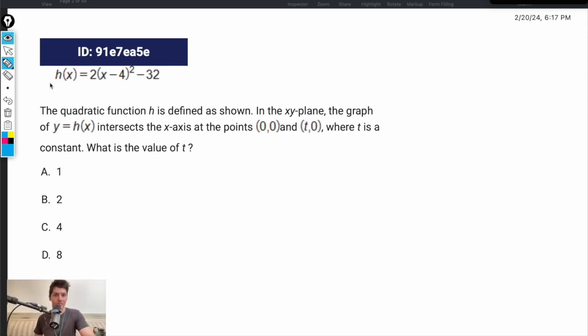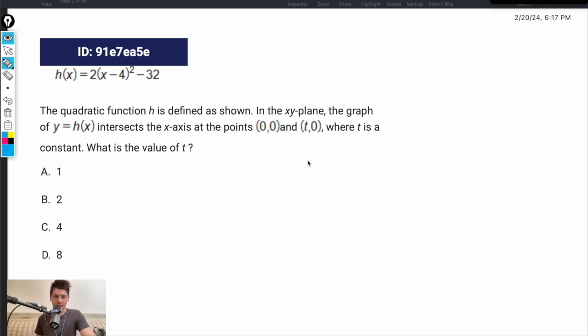We have h of x equals 2 times the quantity x minus 4 squared minus 32. The quadratic function is defined as shown. In the xy plane, the graph of y equals h of x intersects the x-axis at the points (0, 0) and (t, 0), where t is a constant. What is the value of t?